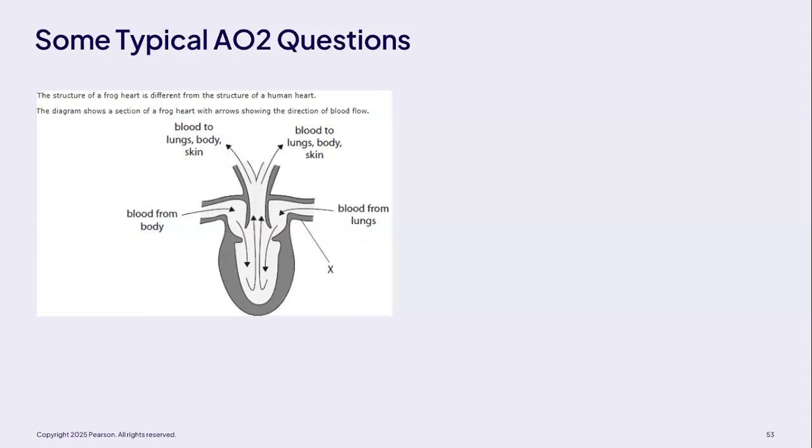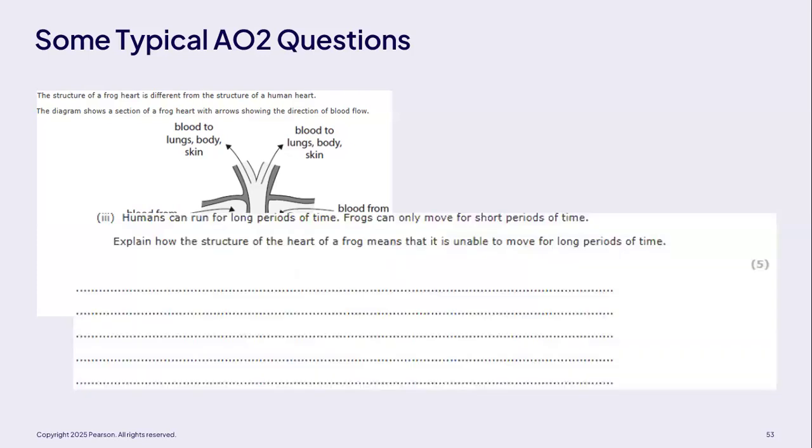So a typical AO2 question shows a section of a frog heart. So this is an unfamiliar situation. They are not required to know the structure of the frog's heart. What they need to do is apply their knowledge of the structure of the human heart to compare it to the frog's heart, and then explain why the structure of the frog heart means it's unable to move for long periods of time. It's an unfamiliar situation, and it's an explain question, so it is AO2.